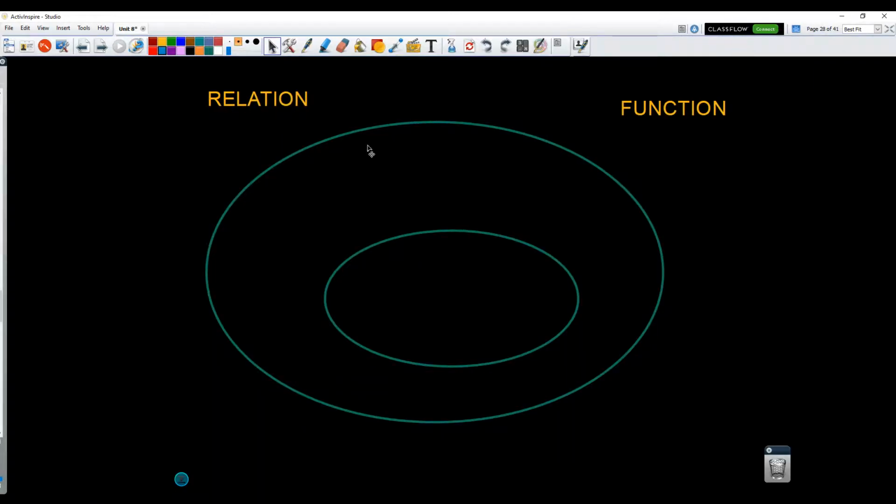It is very important that you understand that a function is a relation, so it's represented inside of the relations.